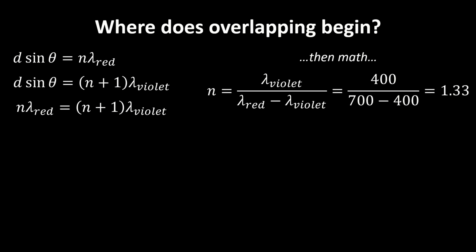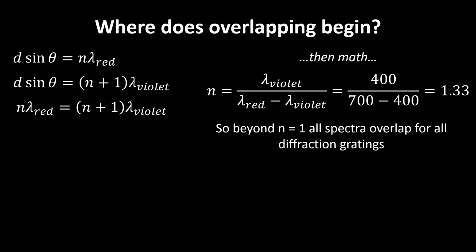And that is independent of what the spacing of the diffraction grating is. If you have a different spacing, it will occur at a different angle, but the n equals 2 and beyond spectra will still always overlap. So beyond n equals 1, all spectra overlap for all diffraction gratings.